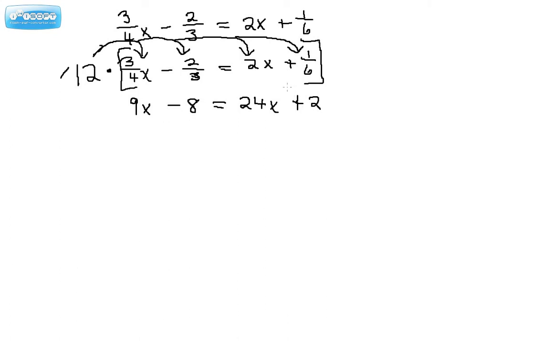The first thing we want to do is get all of our variables on one side and our numbers on the other. So I think I'd like to get my variables on the left and numbers on the right. So the first thing I'm going to do is get this 8 that's being subtracted from the 9x on the left side to cancel. Well, because this is subtracted, I'm going to add 8. And that makes this one cancel. But whatever I do to this side of the equation, I also have to do to the other side. So now we have 9x equals 24x plus 10.